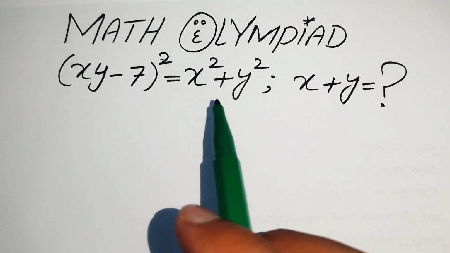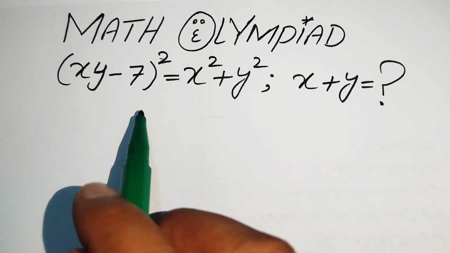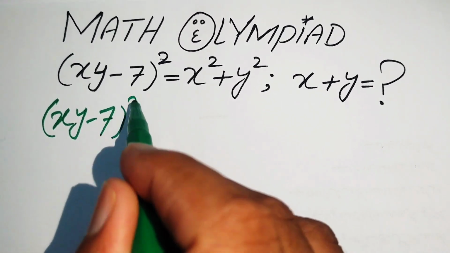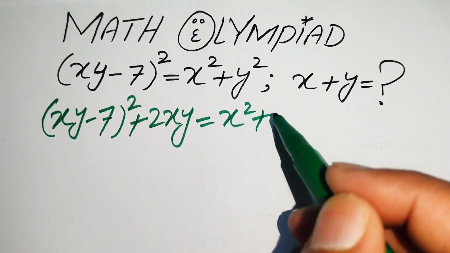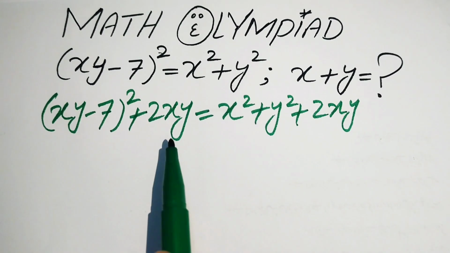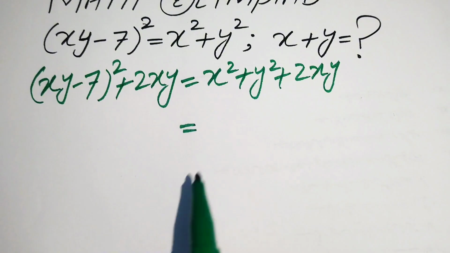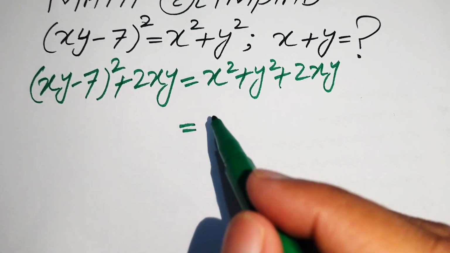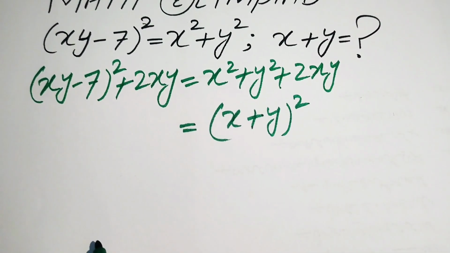Here we need to complete the square of this term, so we add 2xy on both of the sides, and it will be written as (xy - 7)² + 2xy = x² + y² + 2xy. Now focus on the right-hand side first. You see here we have a² + b² + 2ab. This is our nice square identity, and when we complete the square of this term, it will be written as (x + y)².